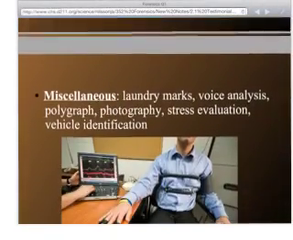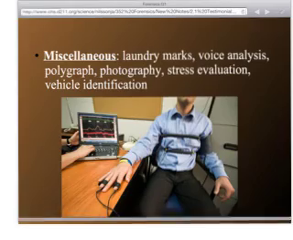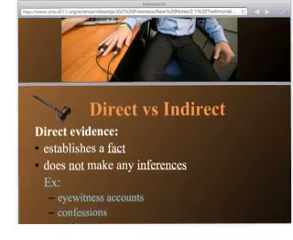All right. So the last is going to be miscellaneous. This is just other pieces of evidence that don't fall into one of those prior three categories. Voice analysis, this is a polygraph or stress evaluation, vehicle identification, things like that. We're going to fall into the miscellaneous category.